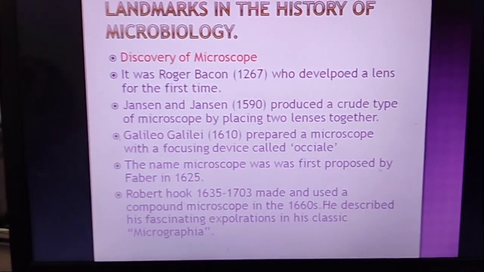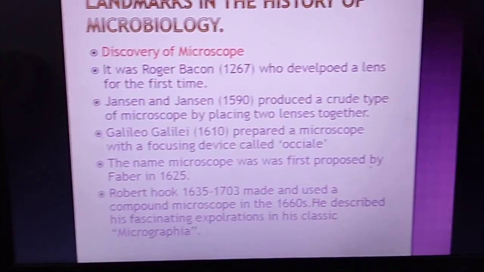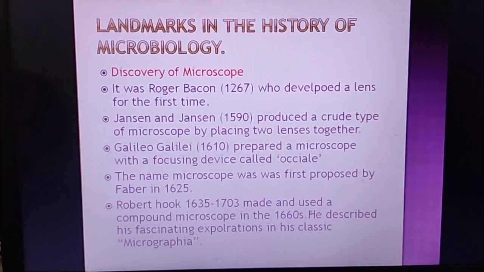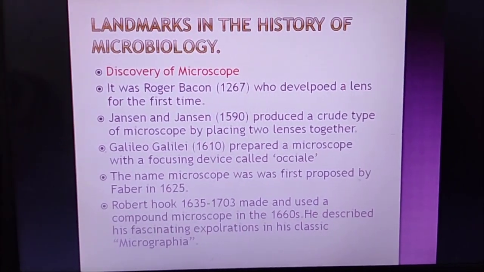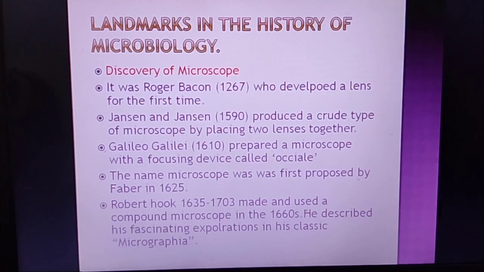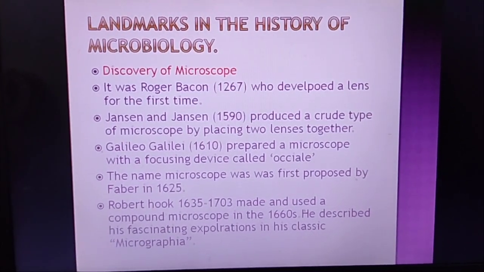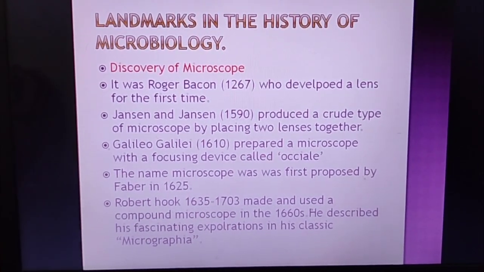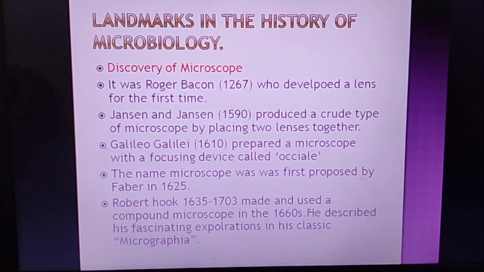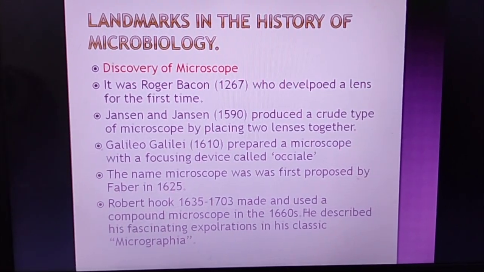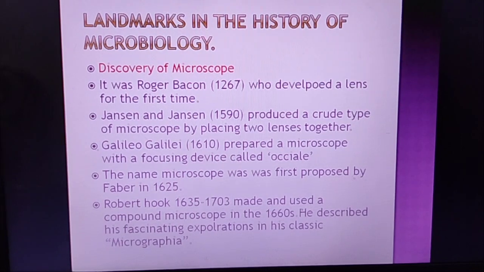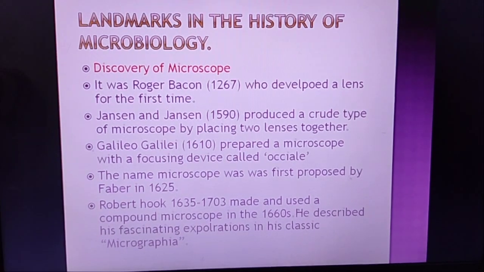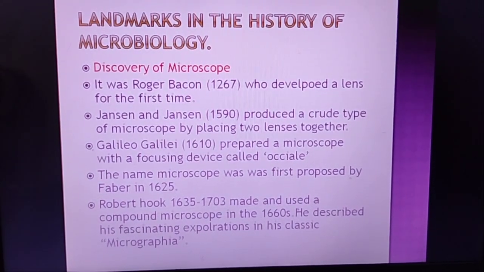Now let us see what the landmarks in the history of microbiology are. What are the basic landmarks which were introduced during the 19th century? Firstly, it was the discovery of the microscope. The first important landmark in the history of microbiology was the discovery of the microscope. It was studied by different scientists. It was Roger Bacon in 1267 who developed a lens for the very first time.